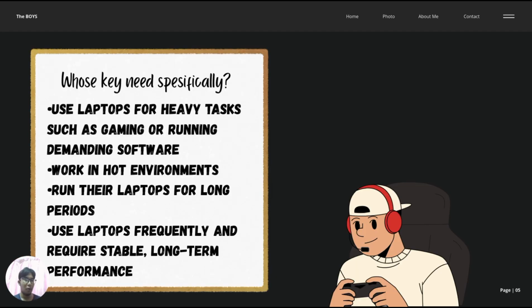So, we move to who has this key need. This key need is especially important for users who use their laptops intensively, such as gamers and users who run heavy software that generates more heat and requires efficient cooling. It's also for people who work in a hot environment or use laptops for long hours, so they depend on effective cooling fans, such as when used in hot temperatures like in our country, Malaysia. These users need a reliable cooling fan to ensure stable performance and protect their laptop from damage.